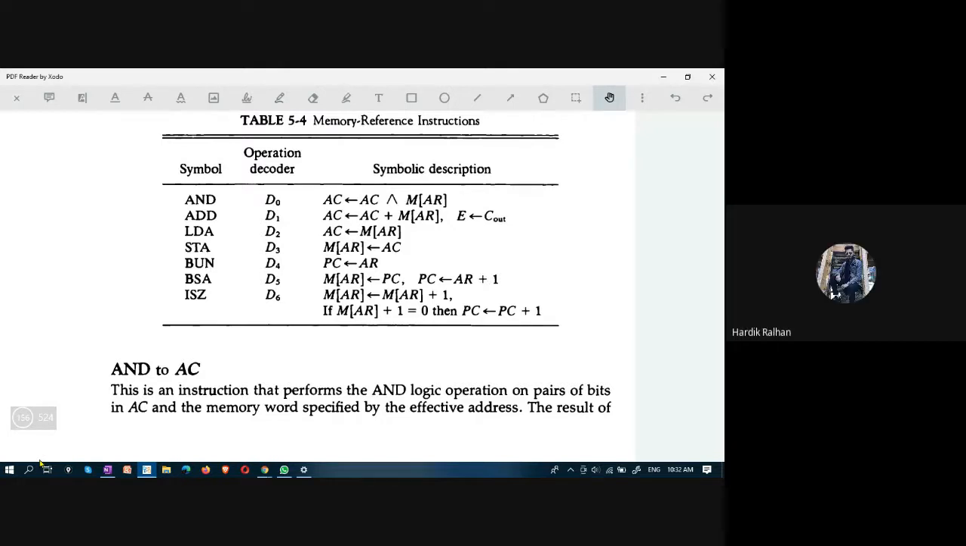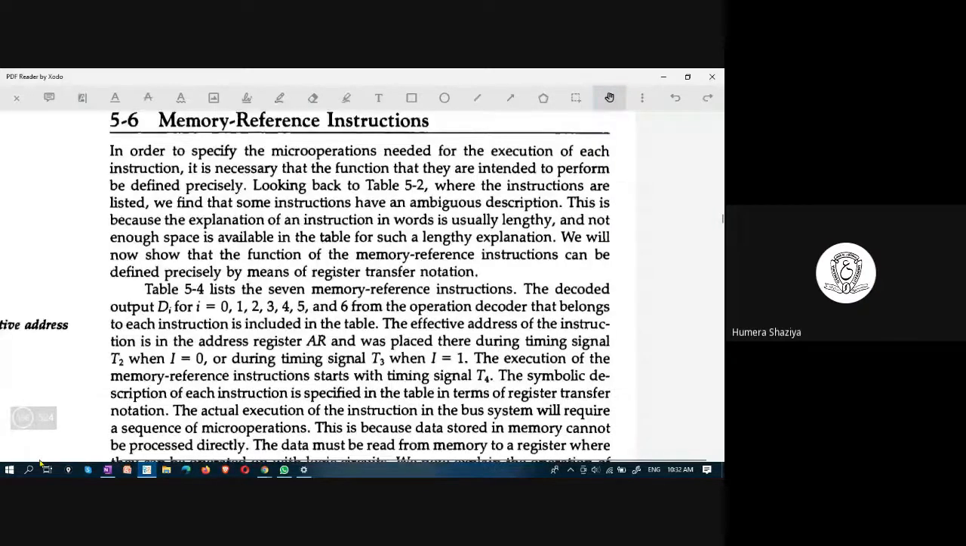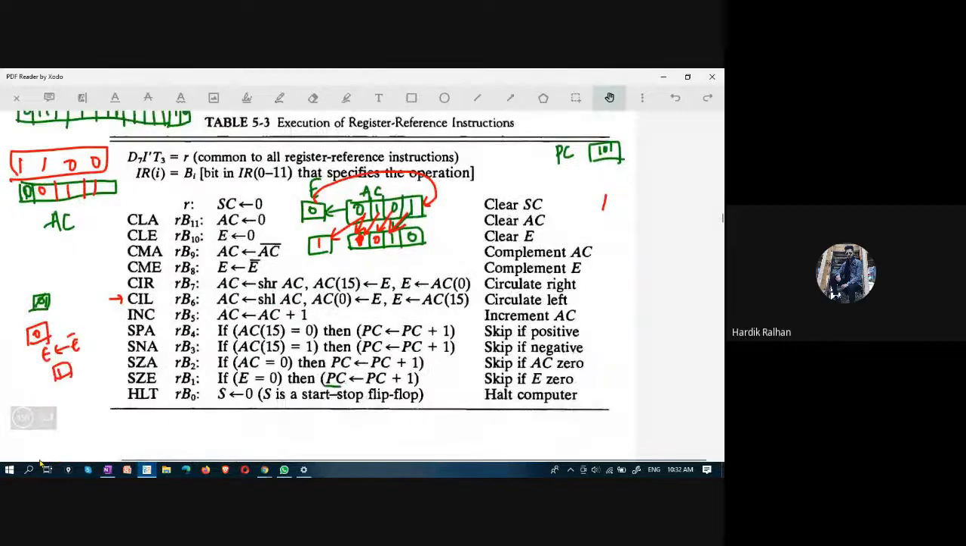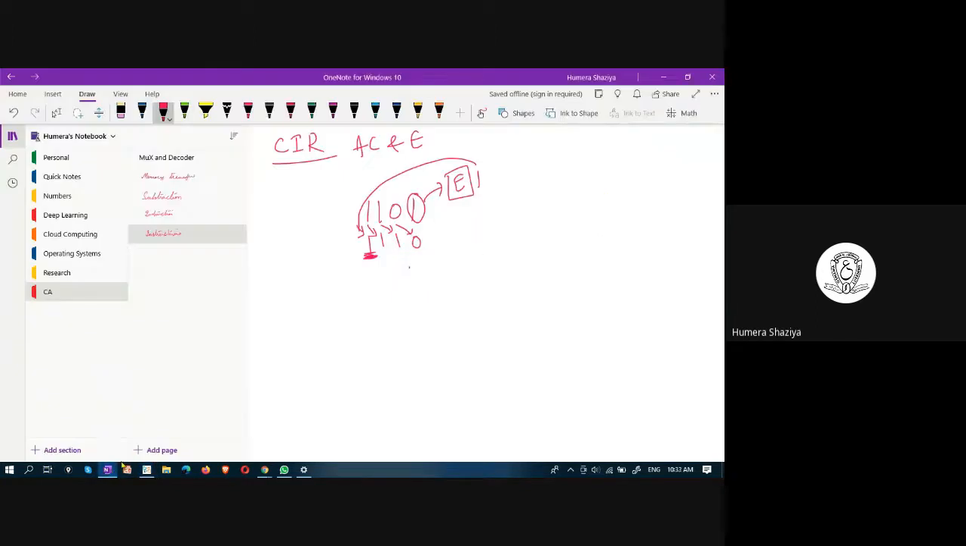Ma'am, I want to ask about R3 and R4. Where are R3 and R4? Here only. Skip if negative and skip if positive. Skip if positive and skip if negative are SPA and SNA. Let us look.